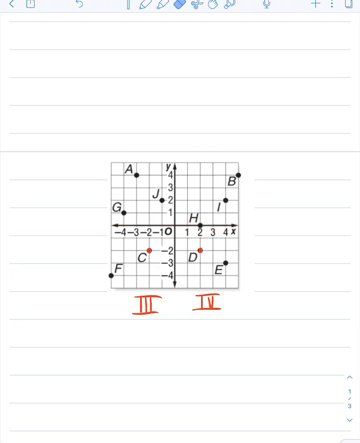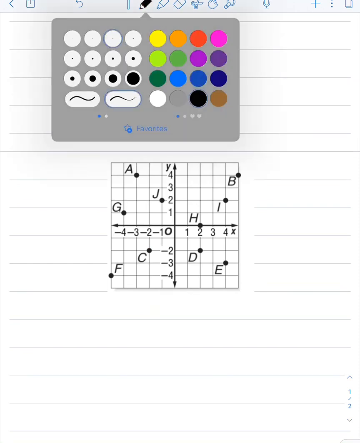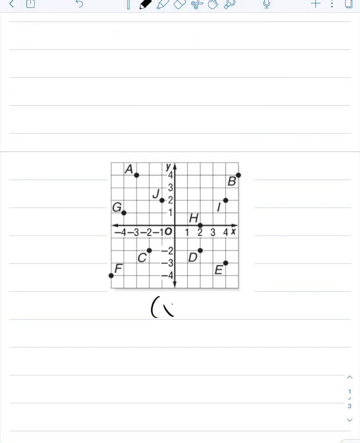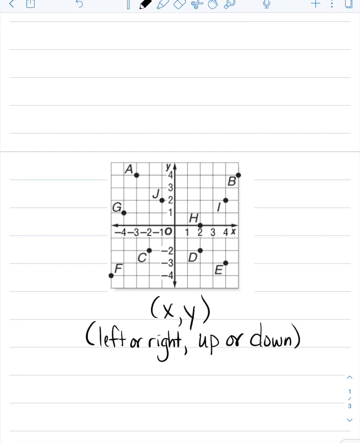Now let's take a look at how to read points or graph points. As a reminder, when we're reading or writing points, it's always in this form. The first number that you read will be your x value, or your position on the x-axis, and the second number will be your position on the y-axis. I also like to remind you of this. When you're reading a point, first you go left or right from the origin. I'll show you how to do that in a minute. And then second, you go up or down to get to the point or the location.